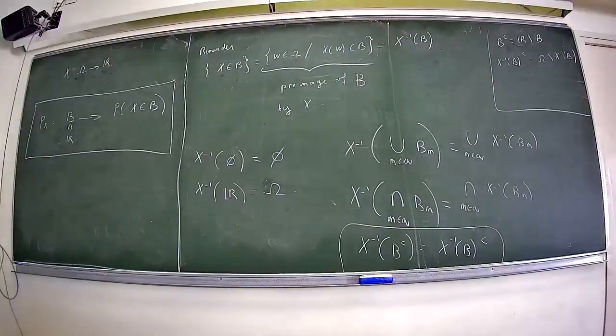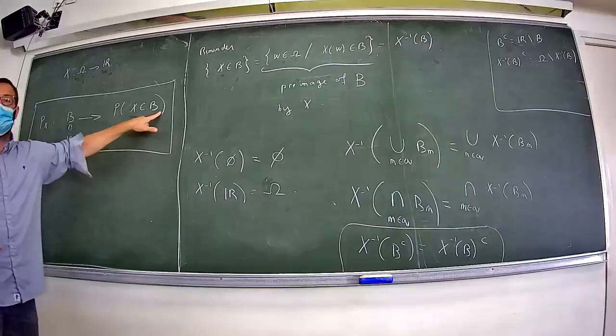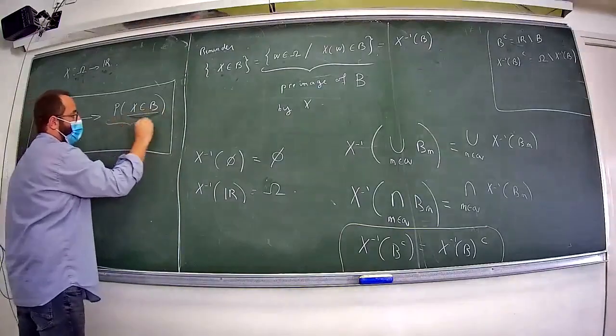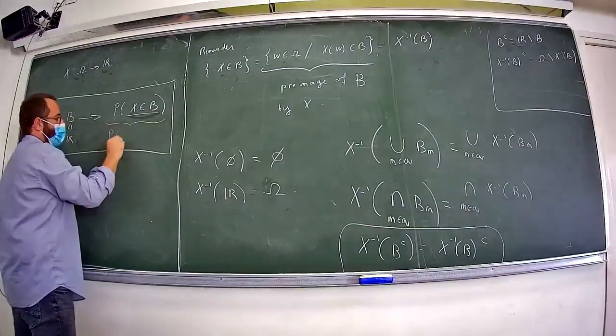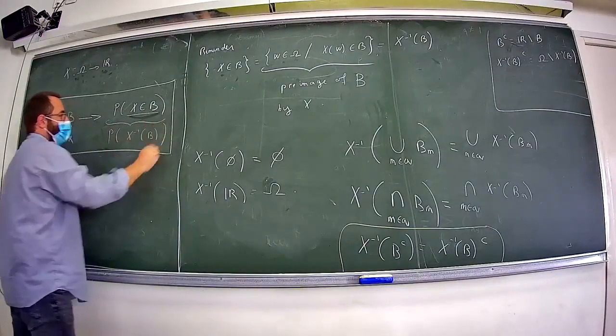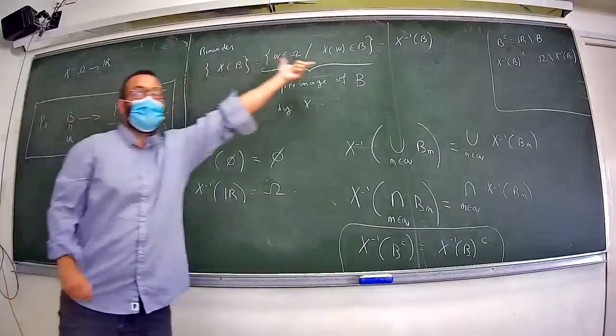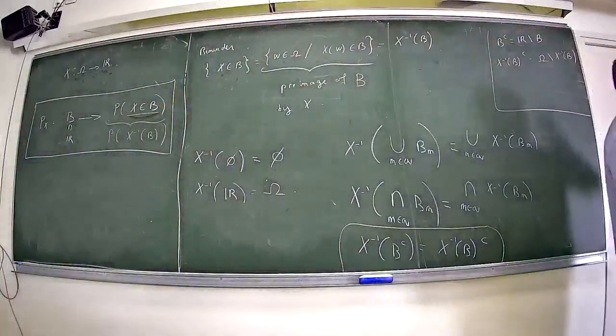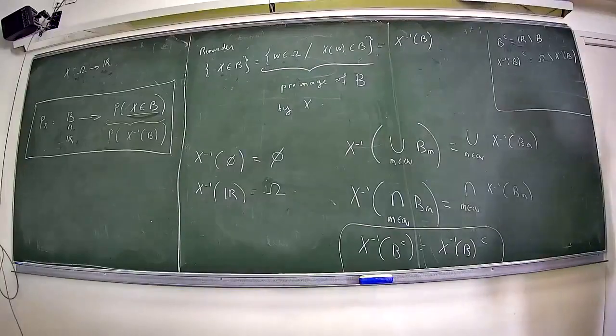Okay, so why introduce this? Because here, you have this term here. In fact, I can also write this one as the probability of x minus 1 of B. That's exactly what I have reminded here. And my job is to prove that I have a new probability, that P_X defined this way is a probability.